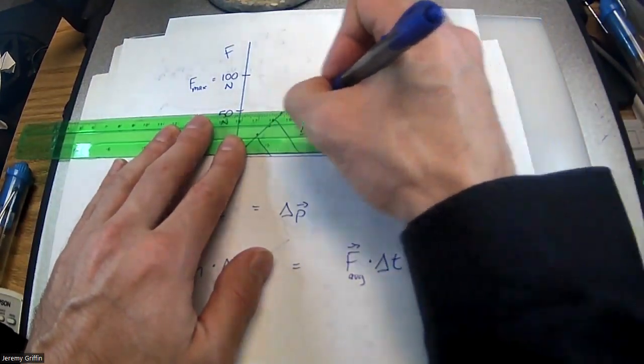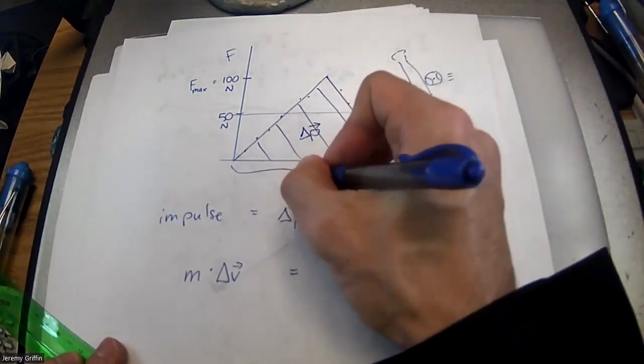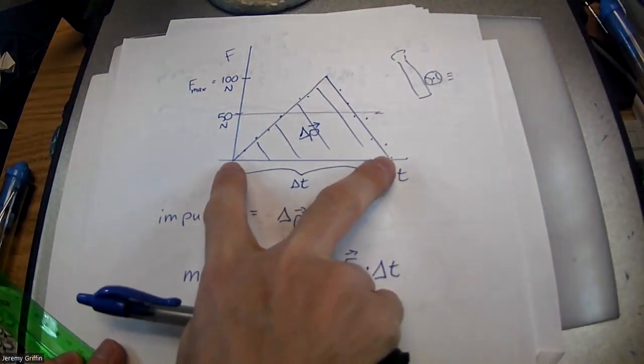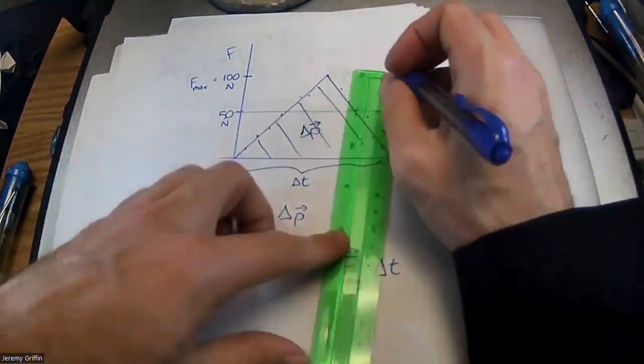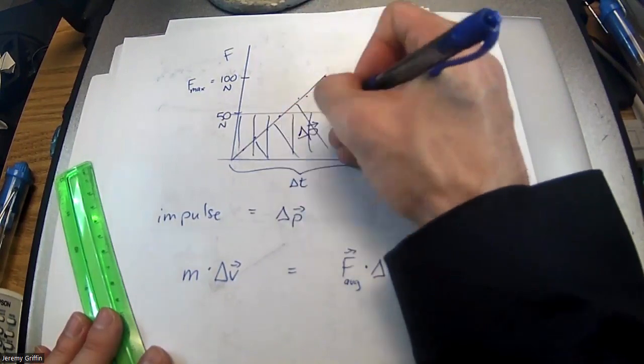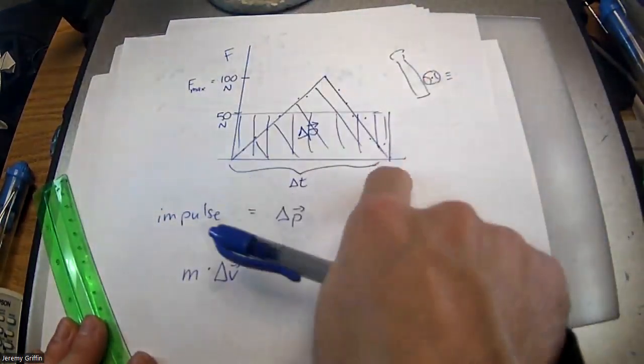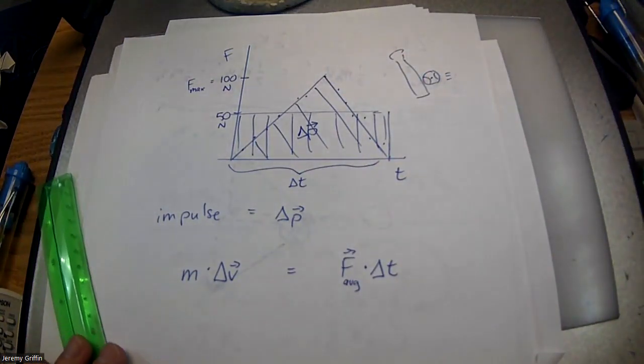Because look at this. If you do delta t, isn't that from here to here? Isn't this your delta t, your time interval, the base of that triangle? And if you multiply it by 50 newtons, which is halfway to the top of that triangle, wouldn't that give you the area of this rectangle? Is the area of this rectangle and the area of that triangle the same area? Yeah. It represents the same impulse.